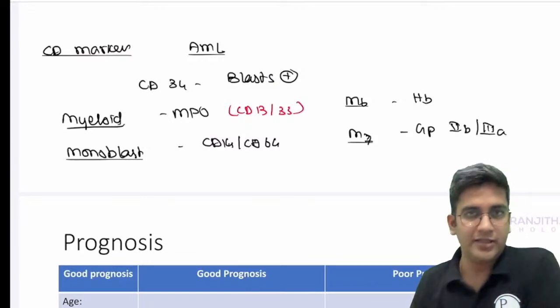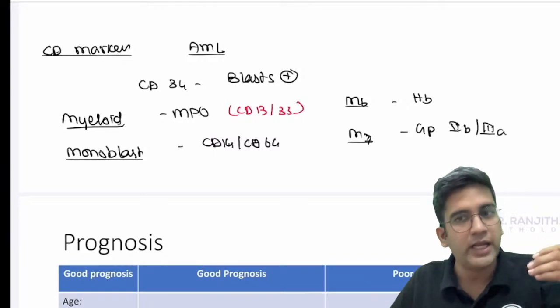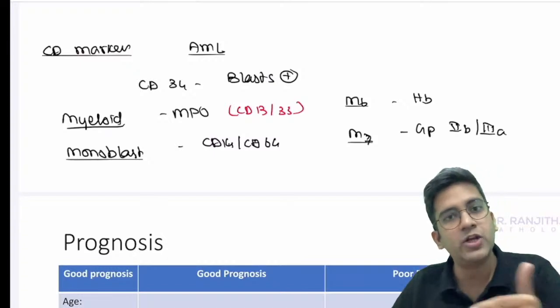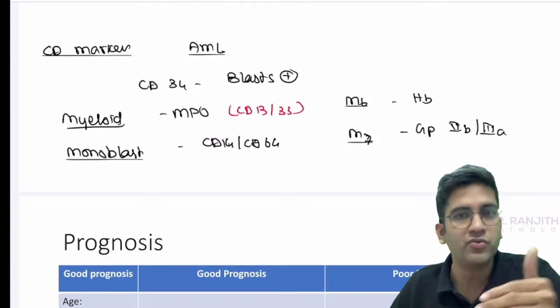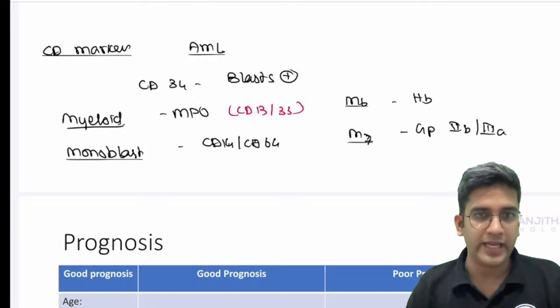If you want to write a little bit elaborate, AML M4 will be positive for CD34. It will be positive for MPO because they do have myelomonocytic differentiation, and it will be positive for NSE. It will be positive for CD14 and CD64 as well. Fine. Okay, perfect. So that's the markers for your AMLs.